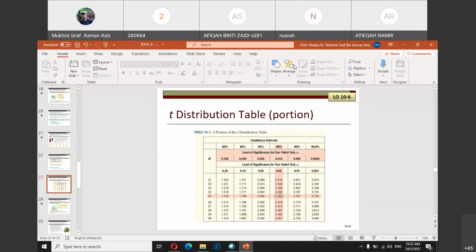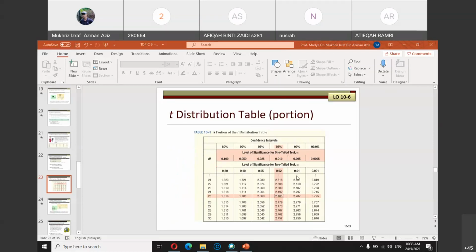In this case, we are referring to the one tail test at 1%. And then the DF. DF is n minus 1, similar to what you did before in the confidence interval. Your sample size is 26, so 26 minus 1, you will get 25. That is why you refer to 25 here. 25 under 1%, your critical value will be 2.485.